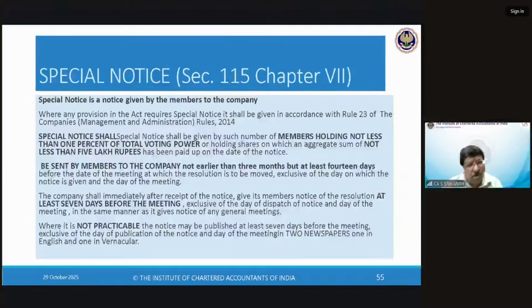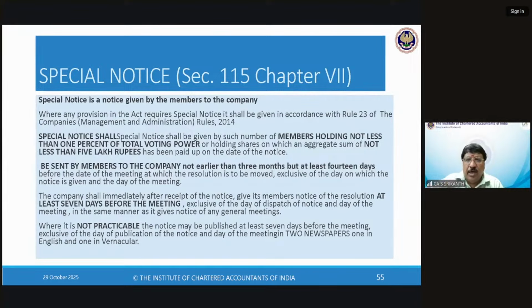Sir, it is not possible. Okay, give an advertisement in the newspaper, 2 newspapers, English and vernacular. So this is Section 115.